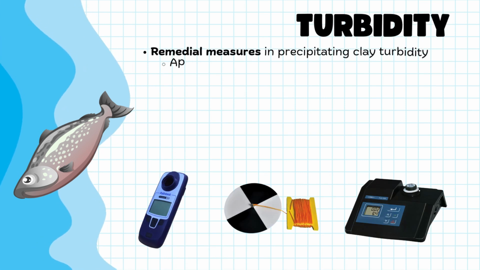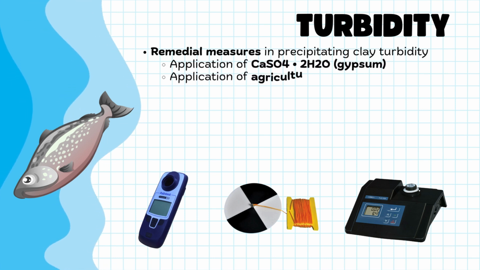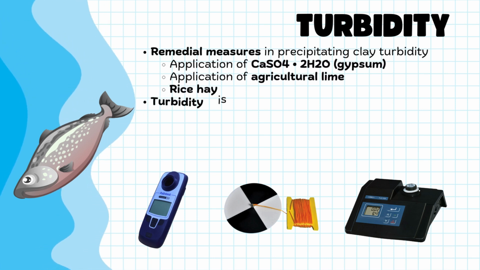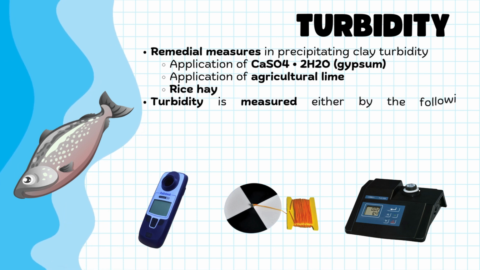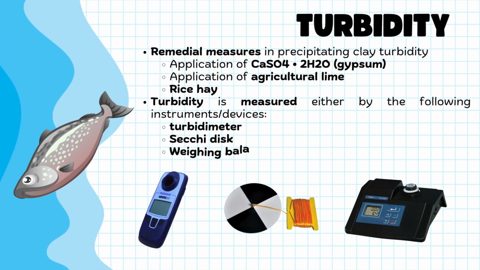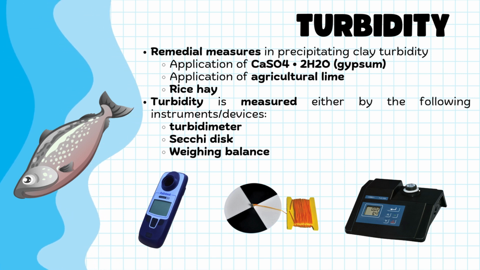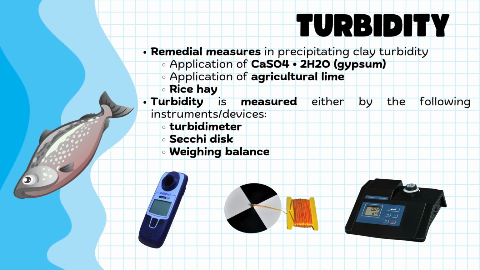So clay turbidity in ponds and tanks can be managed using several effective methods. The following remedial measures help clear the water without harming aquatic life. So, the application of gypsum. Applying gypsum at 20 milligrams per liter, or 20 parts per measure, can reduce turbidity by 91% safely.